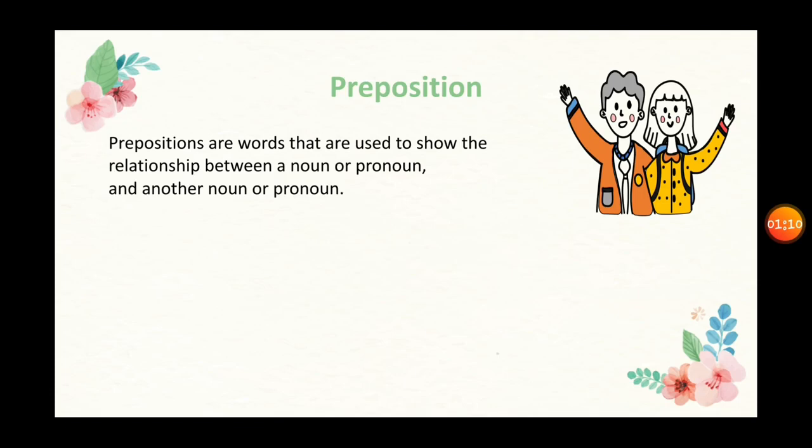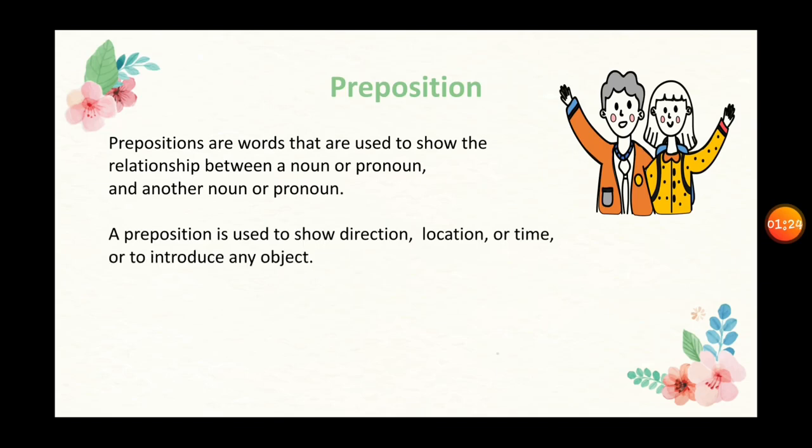Listen, here it can be any other part of a sentence. It can be a verb, it can be an adjective as well. A preposition is used to show direction, location, or time, or to introduce any object. Remember that, any object. So let's go for one example of it. They are in the classroom.